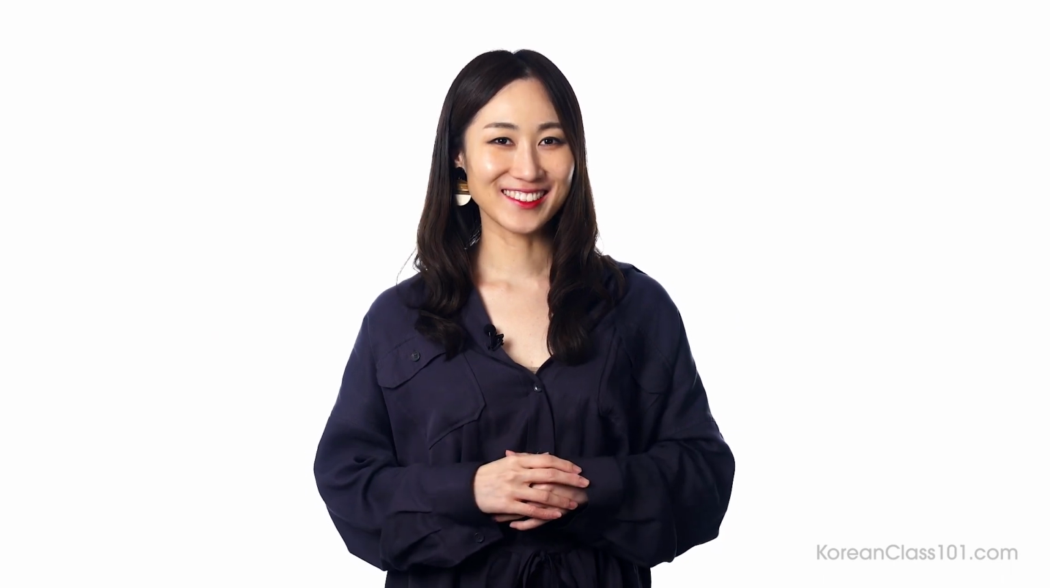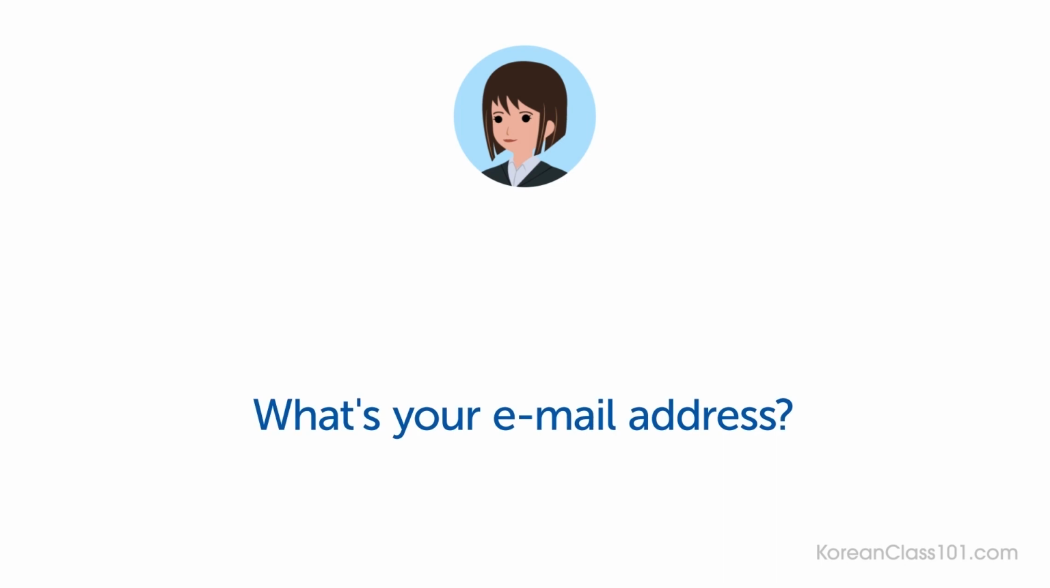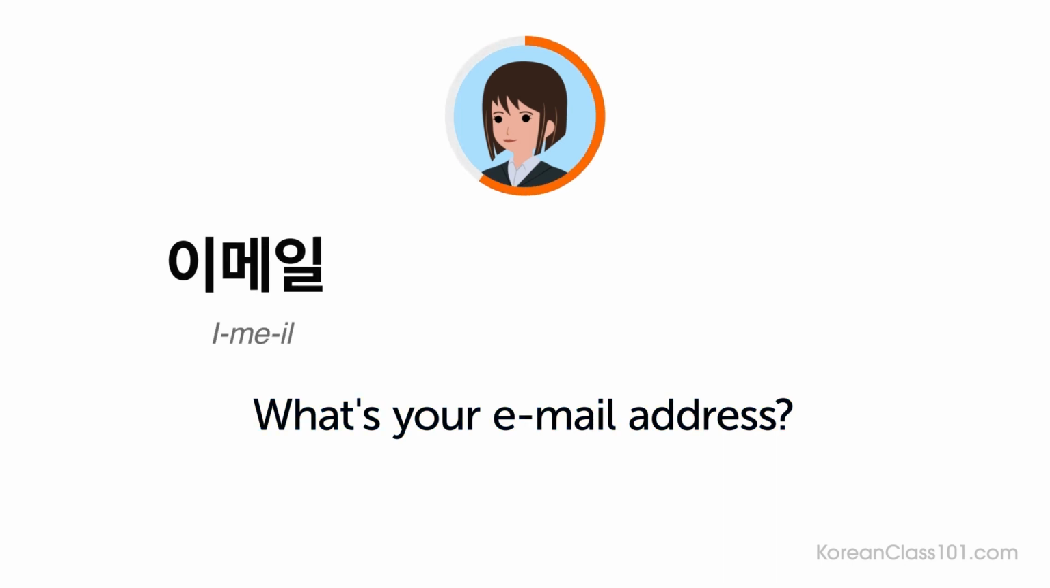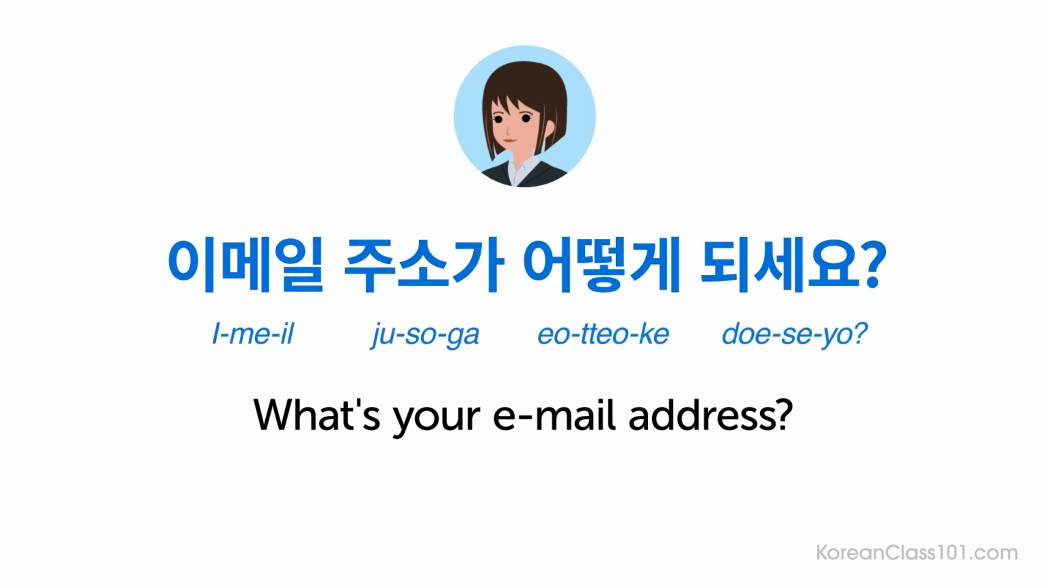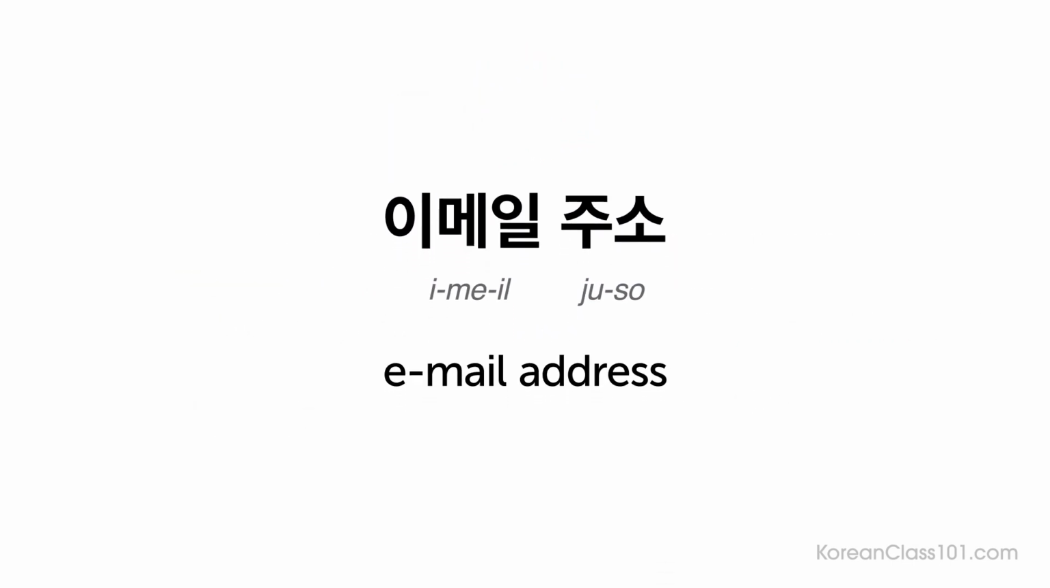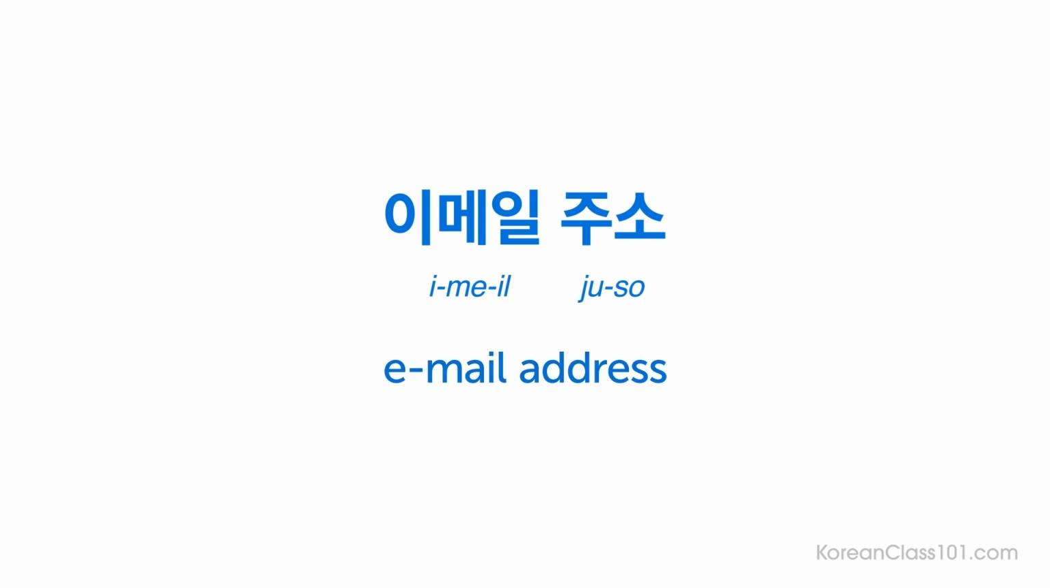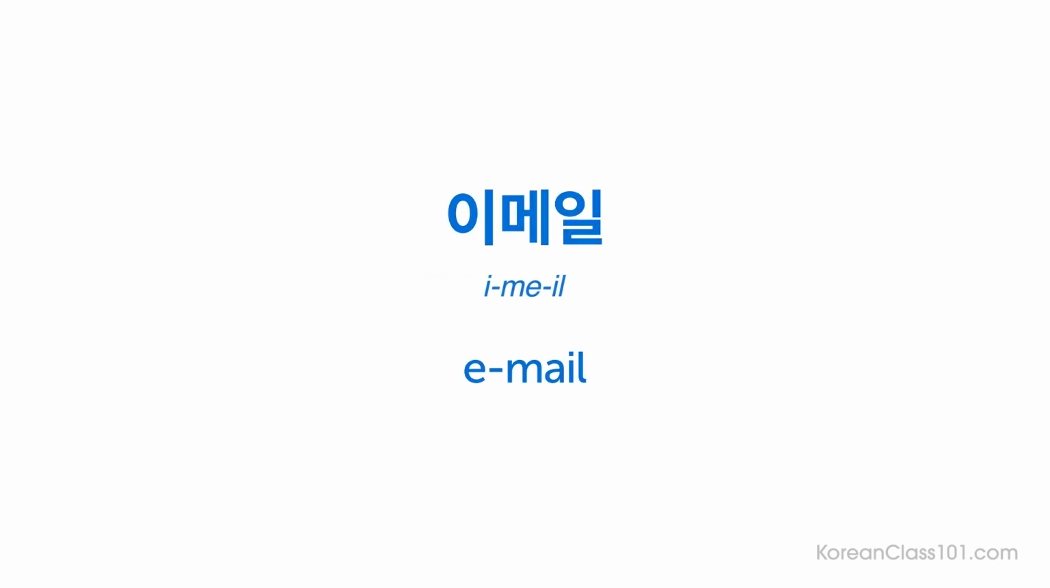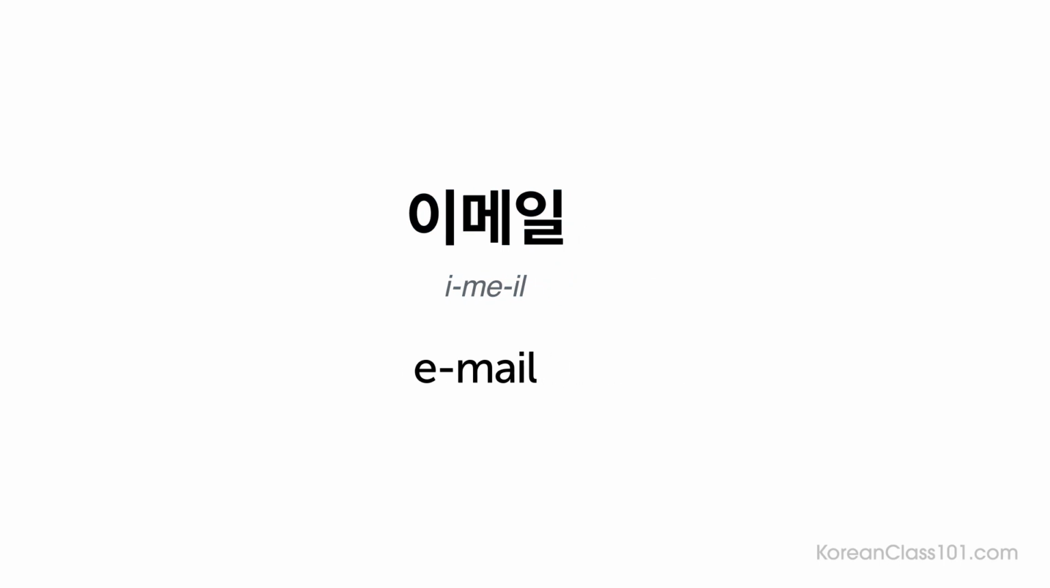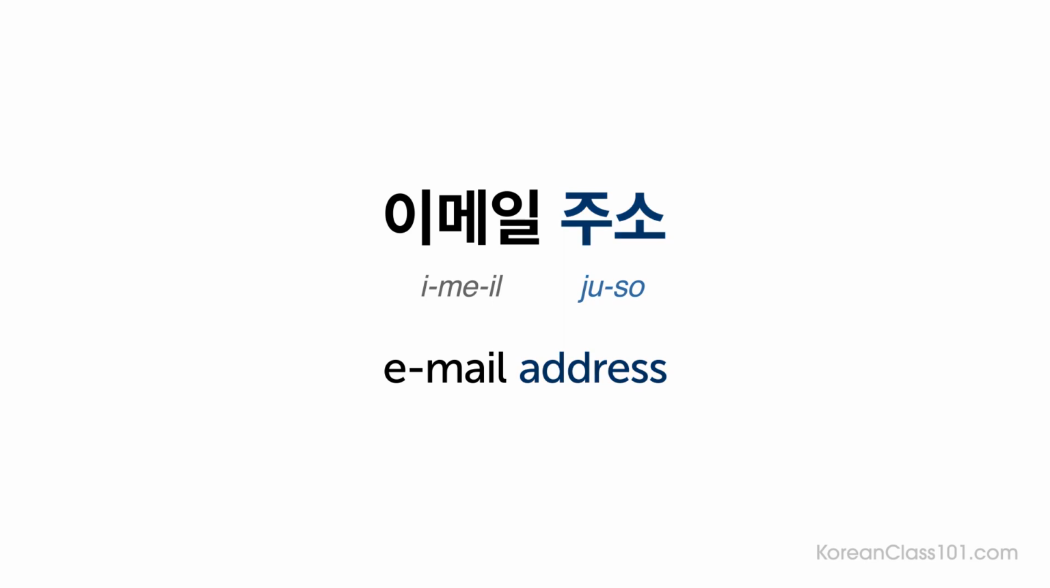Let's take a closer look at the conversation. Do you remember how the civil servant says, "What's your email address?" 이메일 주소가 어떻게 되세요? First is 이메일 주소, meaning email address. This starts with 이메일, email. Next is 주소, address. Together it's 이메일 주소, email address. Remember this phrase because you'll see it again in Karen's response.